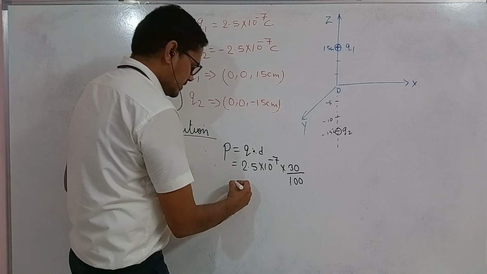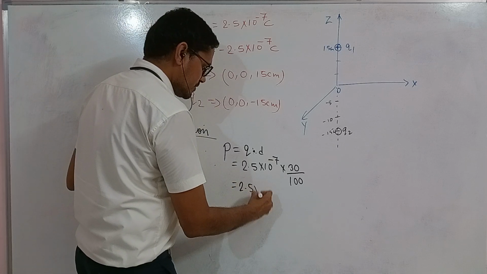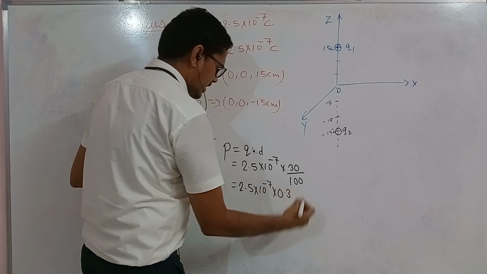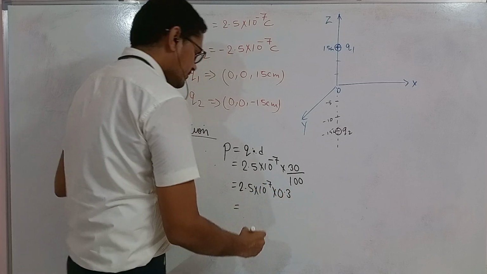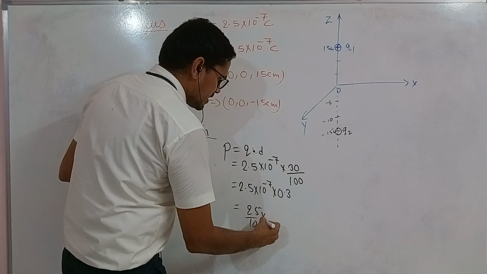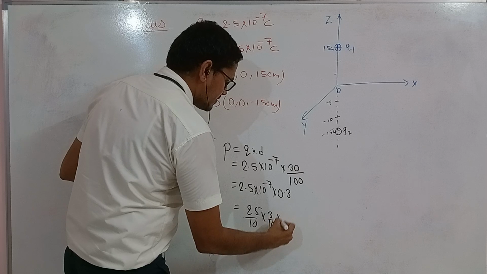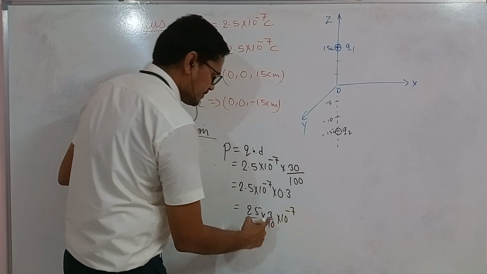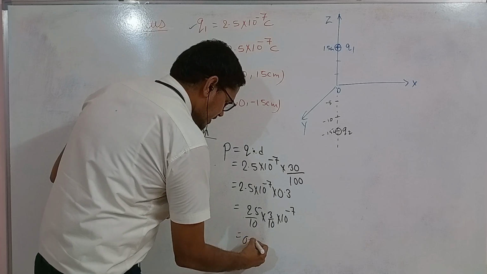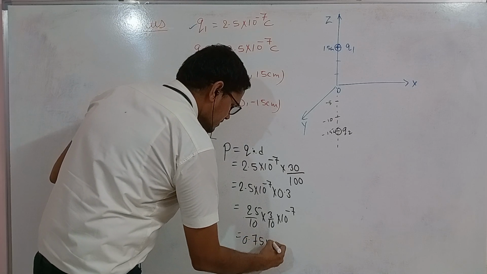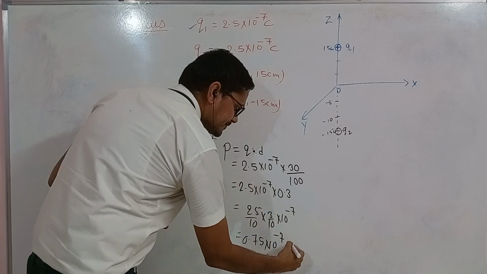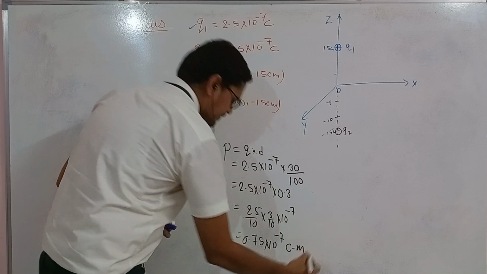After converting, we'll be getting 2.5 into 10 raised to the power minus 7 multiplied by 0.3. Fine. We'll be getting 25 over 10 multiplied by 3 over 10 multiplied by 10 raised to the power minus 7. That is 75 over 100, so it would be 0.75 into 10 raised to the power minus 7, and the unit would be given by coulomb meter.